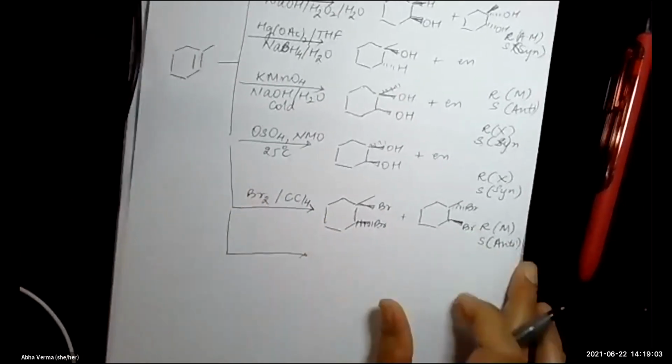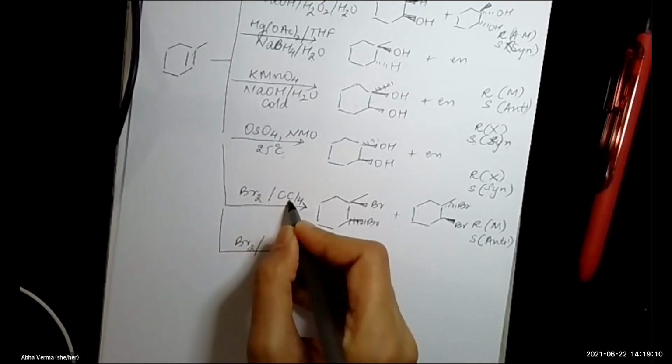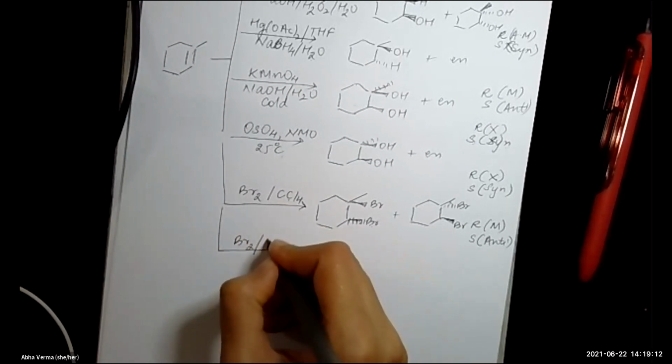Okay, so this will be trans to each other. This will be trans to each other. The stereochemistry of the attack is anti to each other, and this is more prevalent. The Markovnikov regiochemistry will be more prevalent when we look at bromine with a nucleophilic solvent.